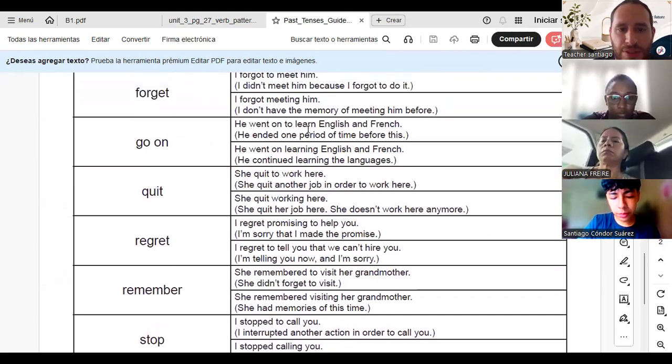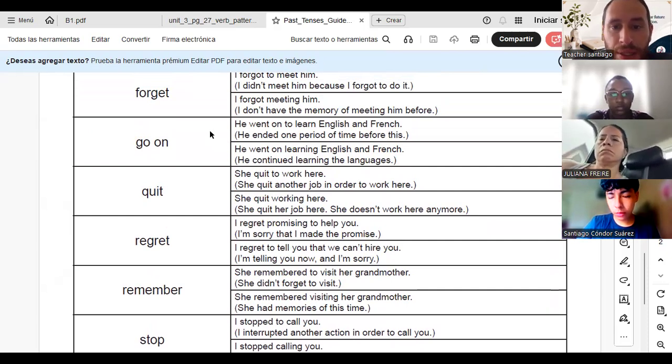So let's check these. Go on. He went on to learn English and French. He ended one period of time before this. That go on means como continuar. Y dice que lo utilizamos con infinitivo cuando terminamos de hacer esto antes de un periodo de tiempo.